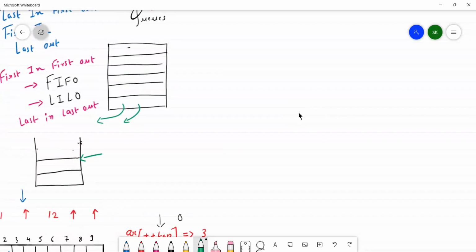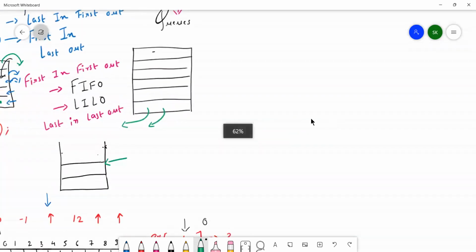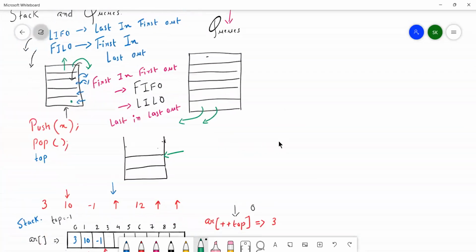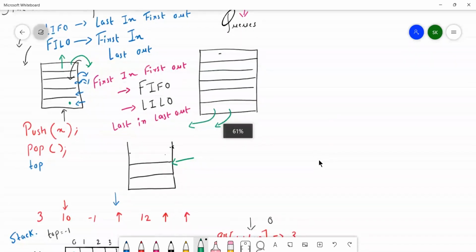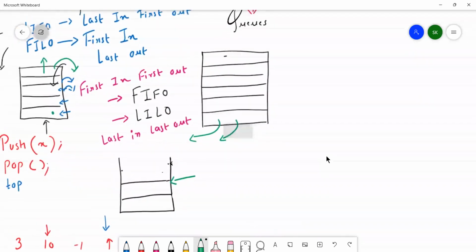Ma'am, one question. In Java we don't have pointers, only in C and C++ we have. Pointer in the sense that I'm just saying you have to maintain a pointer. It can be any kind of variable, right? Isn't it like memory allocation? No, it's not like that.